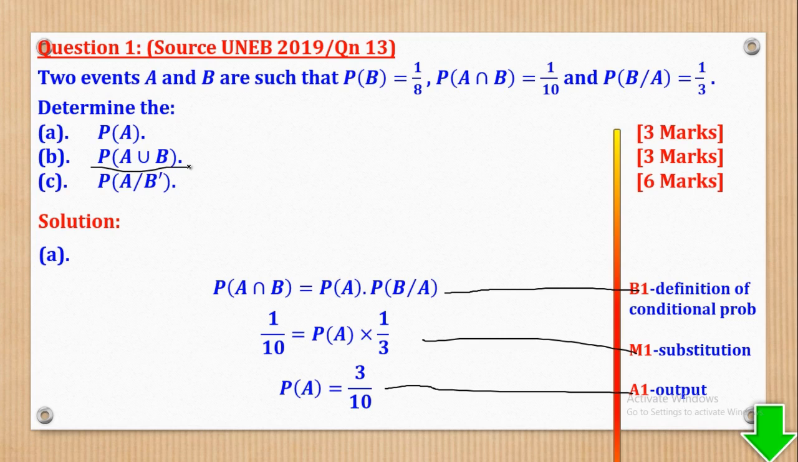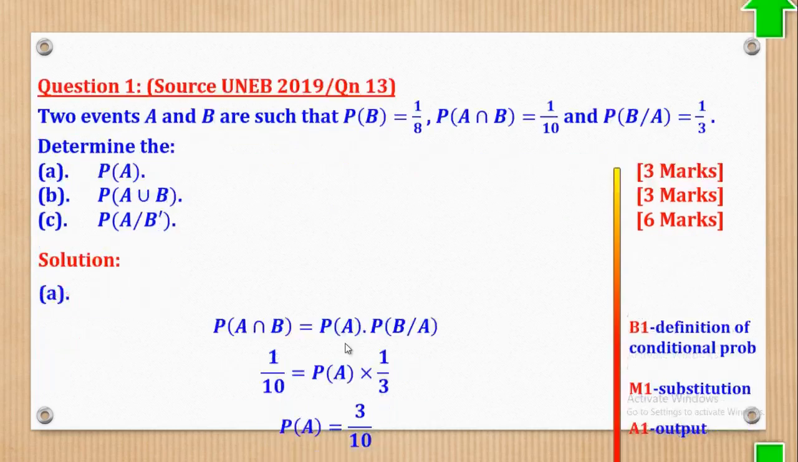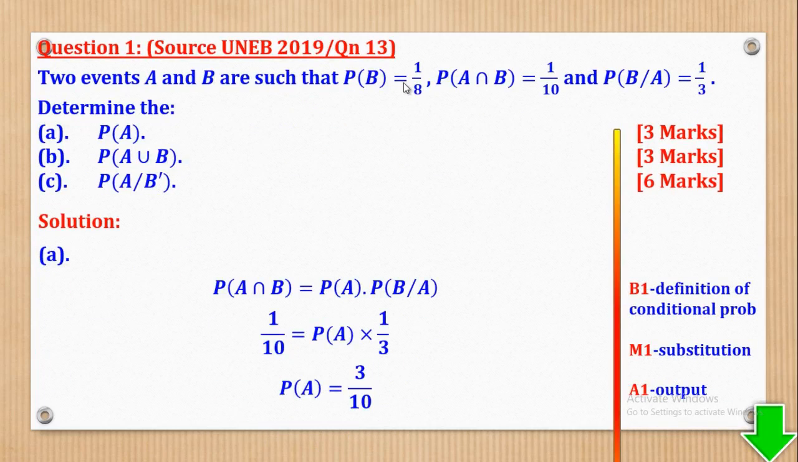Now we shall go to part B, where they want probability of A union B. So we know that this is the formula. I think we remember from addition law in the previous video, we saw that probability of A union B is equal to probability of A plus probability of B minus probability of A intersection B. So now in this case, we have got probability of A, and we know probability of B, and we also know probability of A intersection B. So we are going to substitute those probabilities.